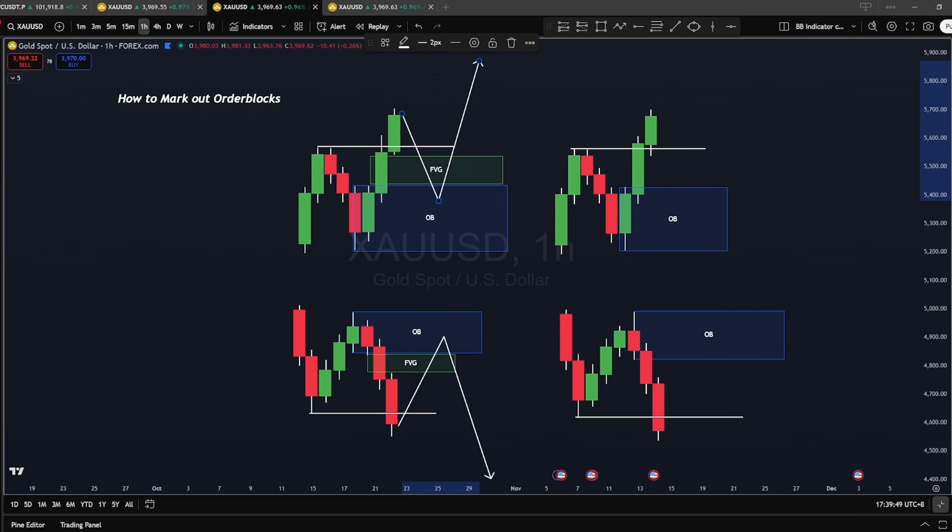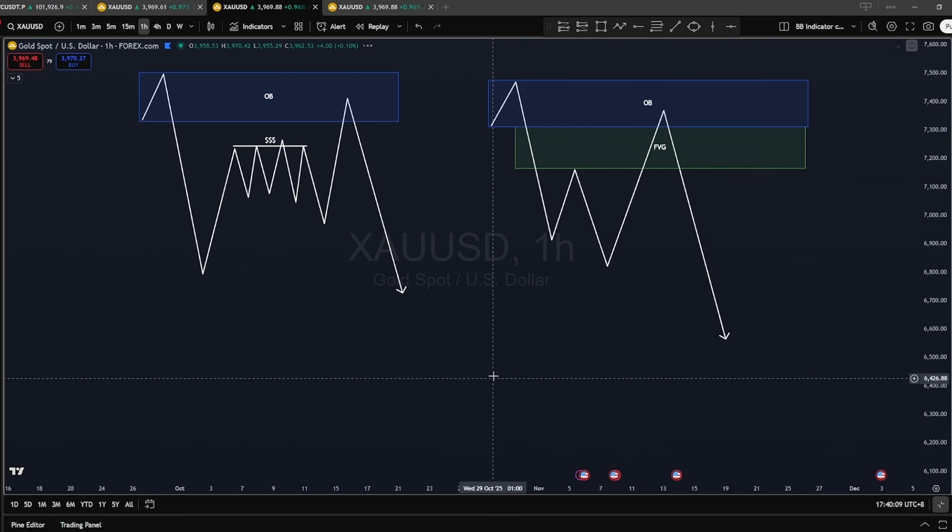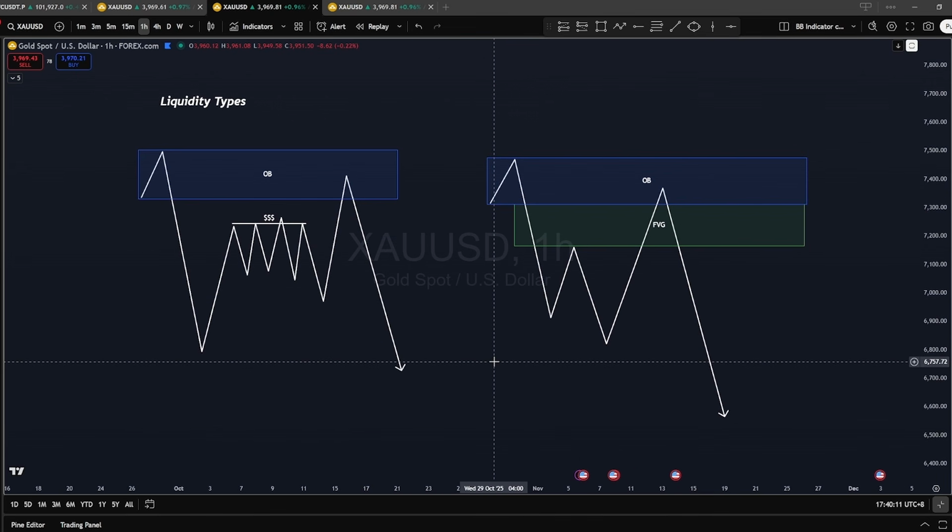Very good. Now, the third criteria for a valid order block, write this down, is going to be considerations of liquidity. Now, there are many different types of liquidity, so let's go through two main ones that you can use as a beginner. So now, I'll move up to this example right here. Let's talk about the different liquidity types that you can use to take advantage of a higher probability order block.